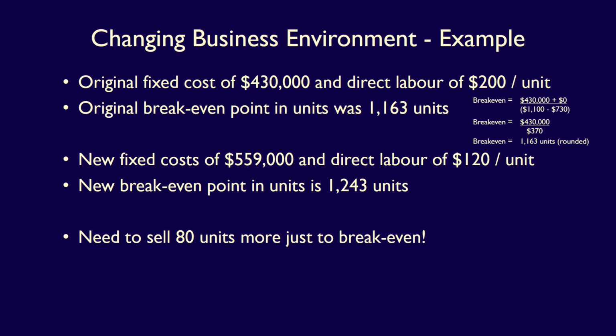With the original total fixed costs of $430,000 and direct labor costs of $200 per unit, the break-even point was 1,163 units. With the new higher fixed cost of $559,000 and the new lower direct labor cost per unit of $120, the break-even point has increased to 1,243 units. We will have to sell an additional 80 units just to break even.